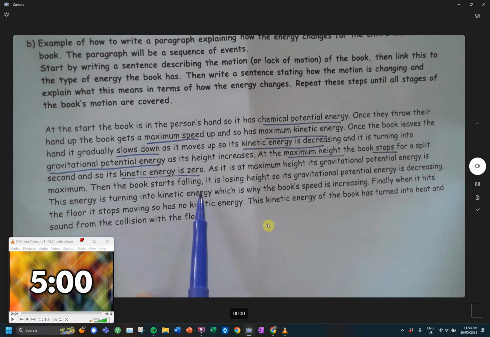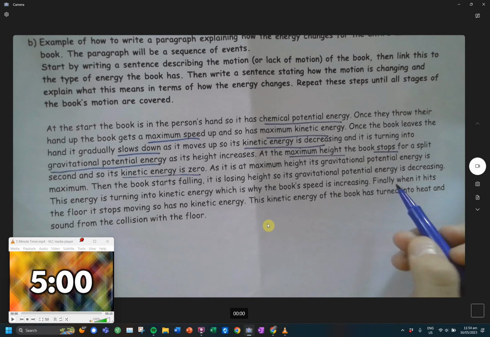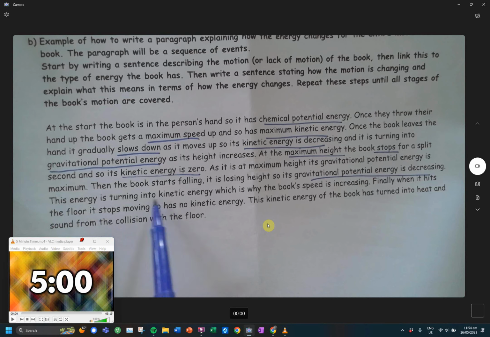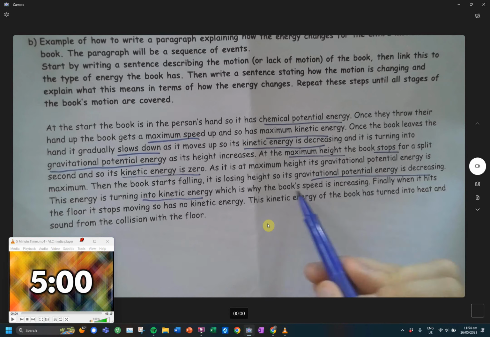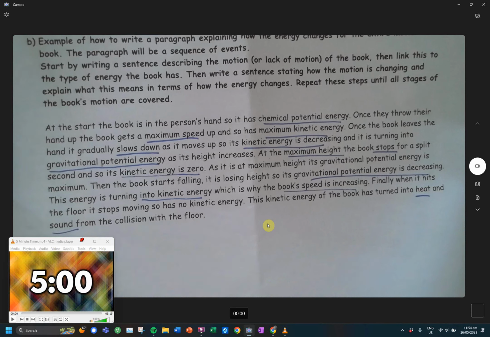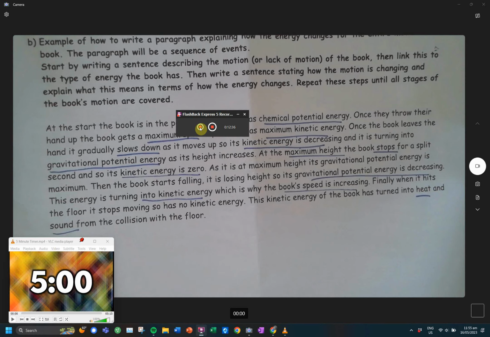Then the book starts falling, it loses height, so the gravitational potential energy is decreasing. The energy is turning into kinetic energy, which is why the book's speed is increasing. Finally, it hits the floor, it stops moving, so it has no kinetic energy. This kinetic energy of the book has turned into heat and sound. When the book hits the ground, you hear the bang. There's also some heat energy being released because of friction with the ground. All right, so that's what we're looking at for Merit.